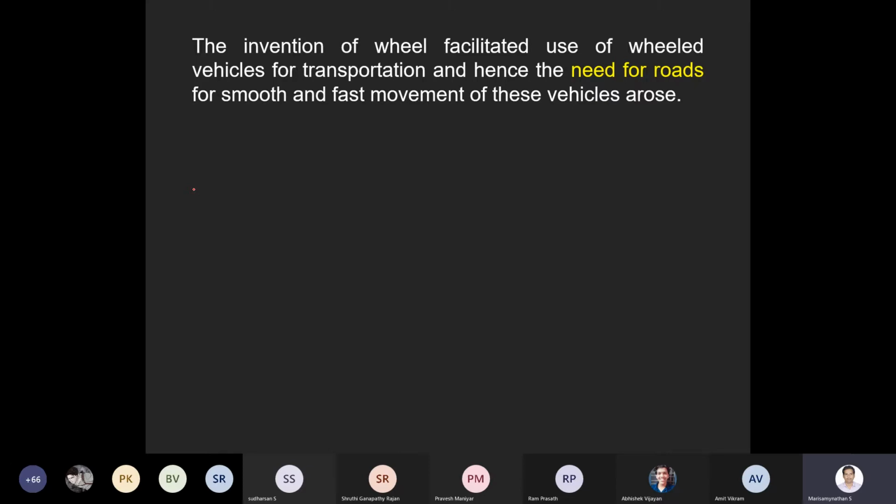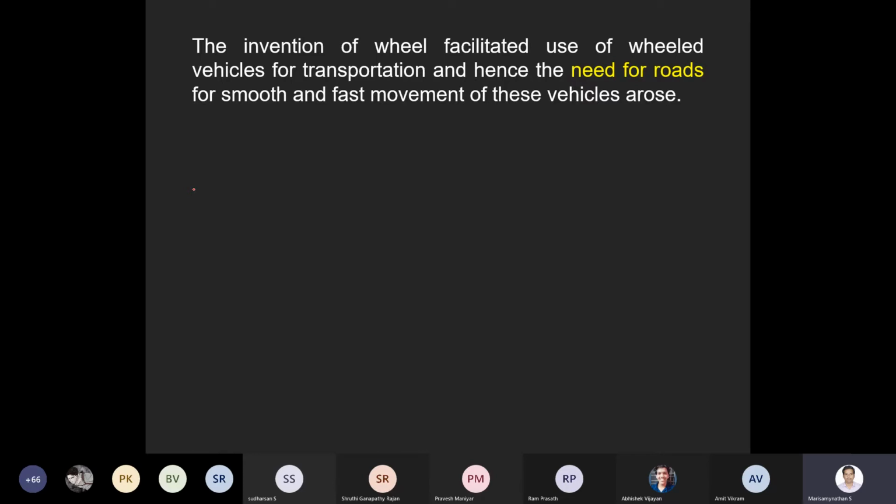When we try to invent particular facilities, we invented the vehicle. Assume that with respect to the wheel, we started and the vehicle is running on the wheel. Now what is required? Once the vehicle is ready to run, we need the road, right? So we need road infrastructure facilities.